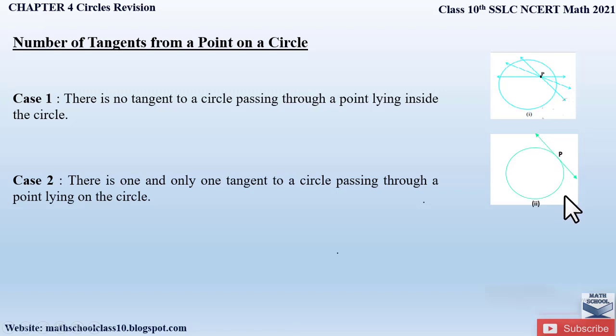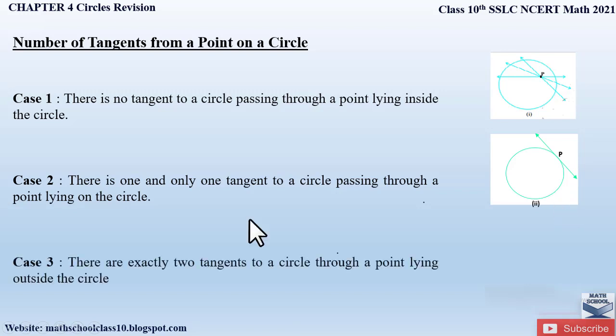So this point we have seen previously also. So this is again very much important. A third case will be there are exactly two tangents to a circle through a point lying outside the circle. So here we have a point lying outside the circle. So from this point which is lying outside the circle, there can be two tangents drawn to the circle. That is PT1 and PT2 are the two tangents that are drawn from a point outside the circle.